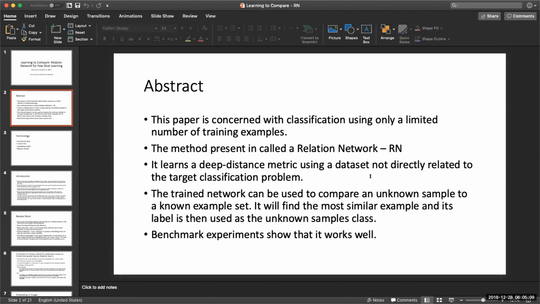So this RN can be used to compare an unknown sample to a known set of examples. And it will find the most similar example, and its label is then used as the unknown sample's class. So in a sense, it's a best match. And the paper does extensive experimentation, and they show that it works well.